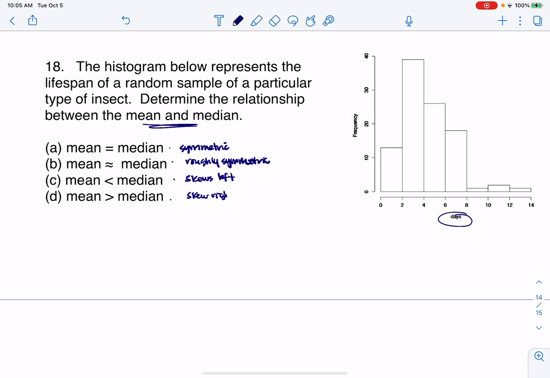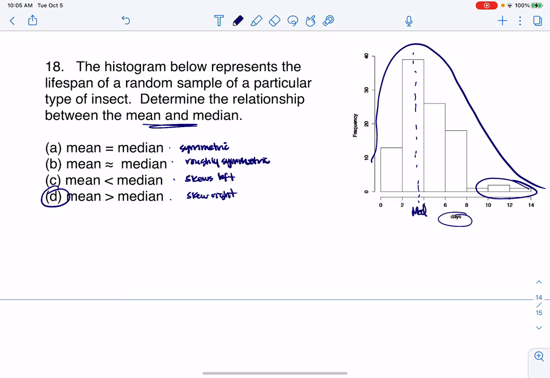So let's see what graph we have. If I take a look at this and try and draw a little graph over it, you can see that it skews to the right. So my answer is going to be D, because likely what's going to happen is the median is going to be somewhere here. Let's say this was the median. And the mean's going to get dragged up by this tail. So maybe the mean would be somewhere over here.